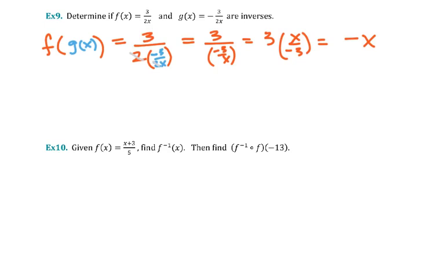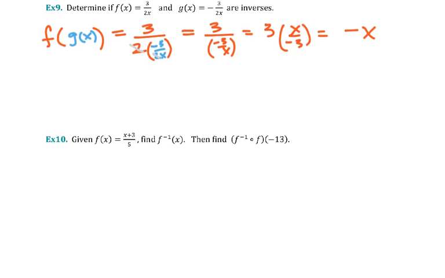And right there, as soon as we don't get x, we know that they're not inverses. Negative x is not the same as x. Even if we do it in the other direction, if we do g of f, we're still going to get that it simplifies to negative x. So they're not inverses.